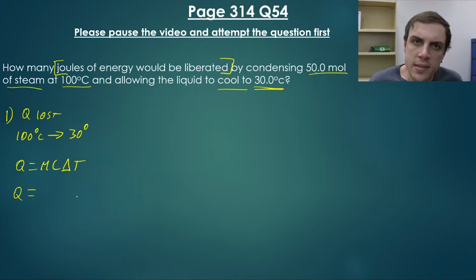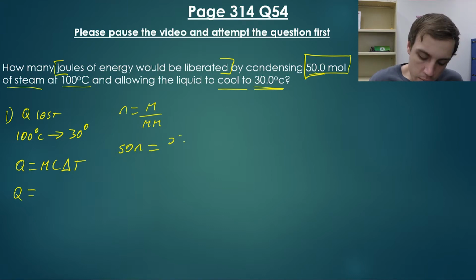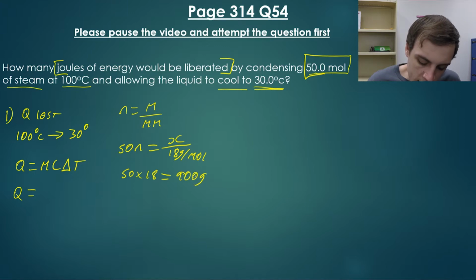we don't have the mass, but we do have the moles. So what we can do is go moles is equal to mass over molar mass. So we can then go the moles, which we know is 50 moles, is equal to the mass, which we don't know, divided by the molar mass. So we rearrange this, we move this over here. So we're going to have 50 times 18, and that's going to give us 900 grams.